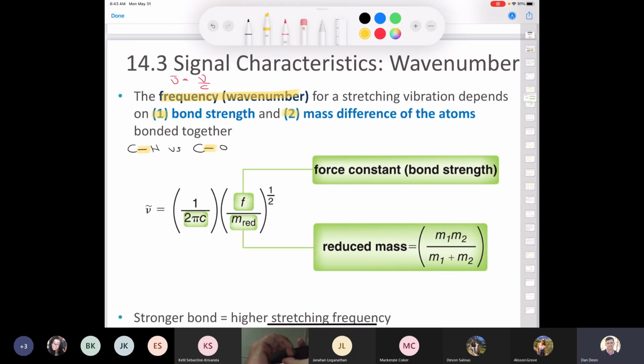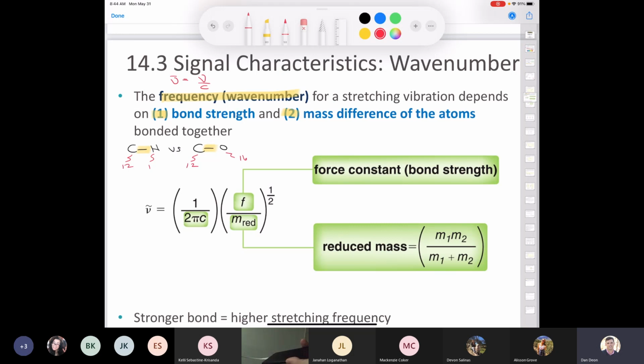Well, holy heck, there's definitely a difference in mass, right? The mass of carbon is about 12 AMU. The mass of the hydrogen is about 1. Here we have the carbon, which is 12, but now you have an oxygen, which weighs about 16, right? And I got those from the periodic table.